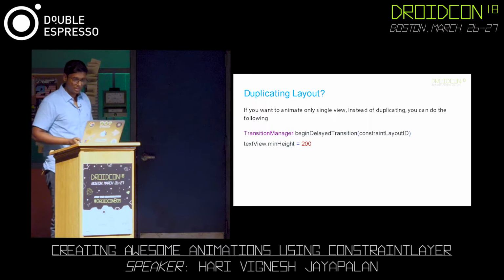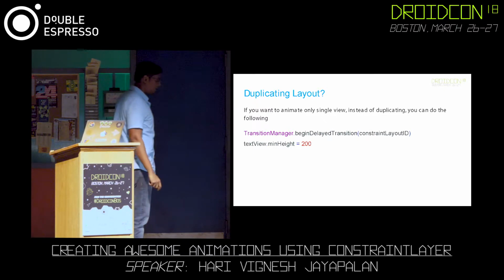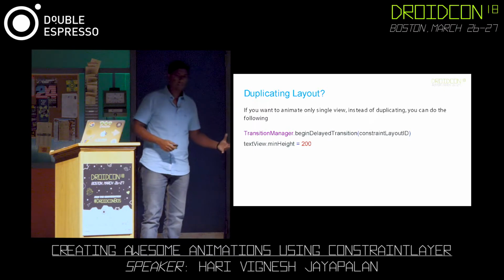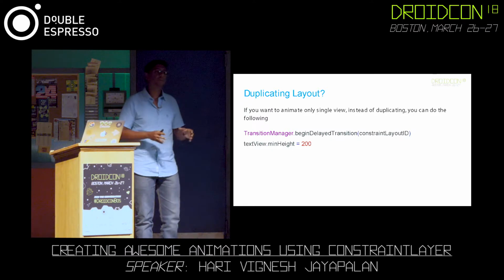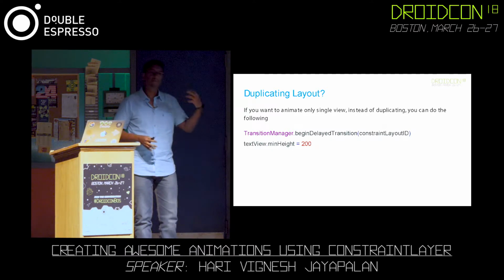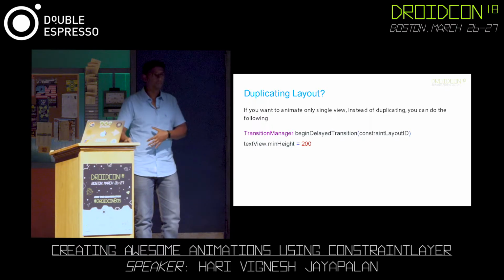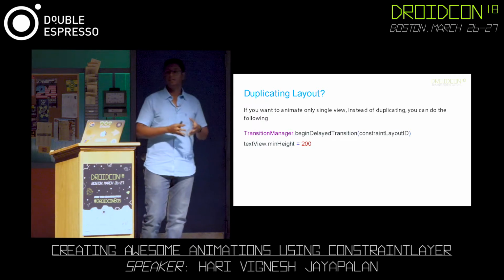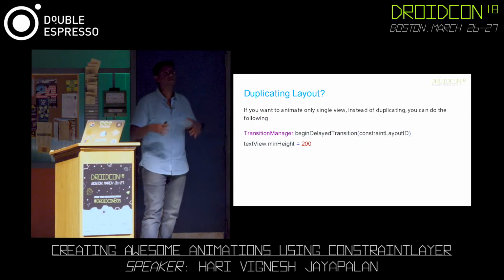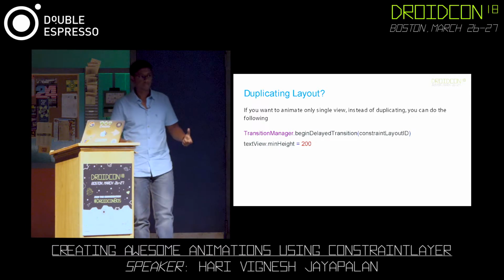So the first question, duplicating the layout. This question has two answers. For example, if you want to animate only one view for your activity, you can straight away animate that view in the program, like this. You use transition manager, you initiate a transition, then I'm just setting a minimum height of 200 for the text view constraint. So that works.